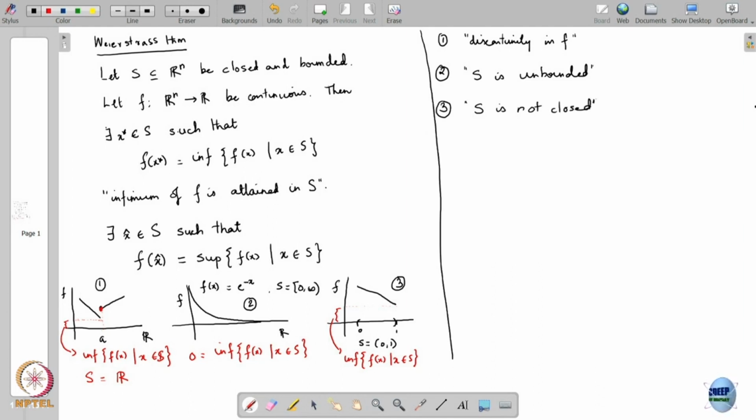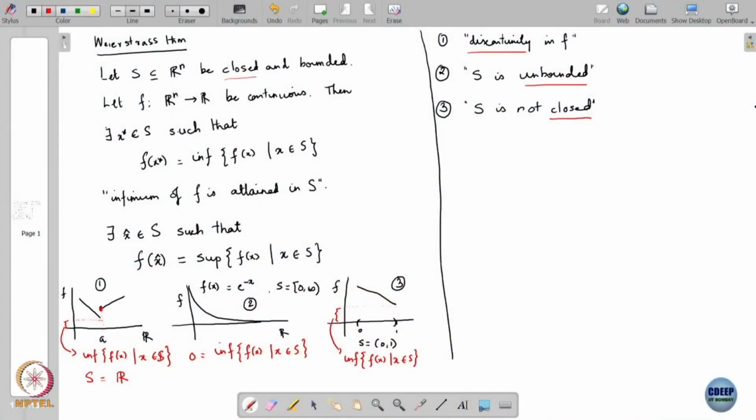If you go back and see these three issues that have cropped up, one is discontinuity, the other is unboundedness, the third is closedness. If you plug all three of these deficiencies, then what the Weierstrass theorem is telling you is that there is no problem. You are assured that the infimum will be attained. So, if your set is closed and bounded and your function is continuous, then the infimum and also the supremum of your function on S will be attained. This is what the Weierstrass theorem is telling you.